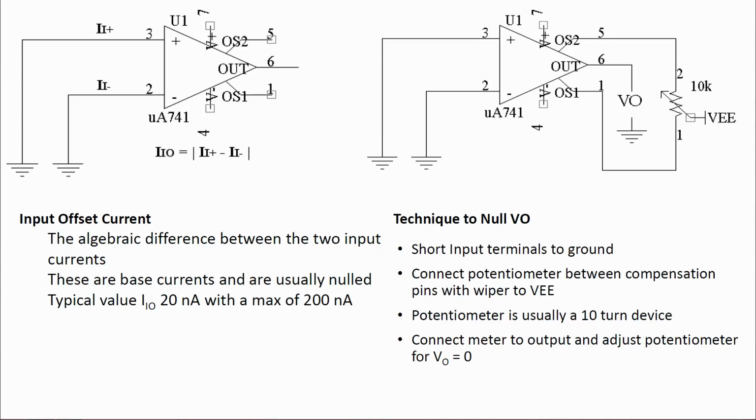So, we have to connect a potentiometer between compensation pins 1 and 5. I told you earlier 1 and 5 are the compensation pins, and with a wiper to VEE. With the help of the potentiometer we can adjust the output voltage VO to be 0. So, we turn the potentiometer such that we apply a small amount of voltage, which is called offset voltage, to make our output voltage 0, or to nullify the output voltage.